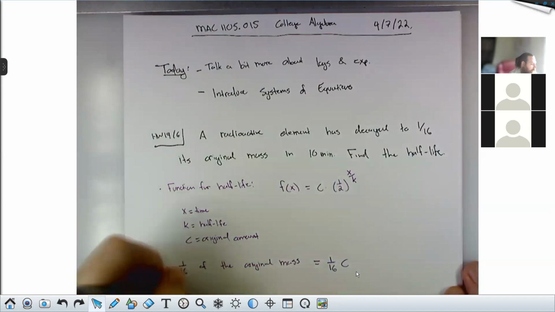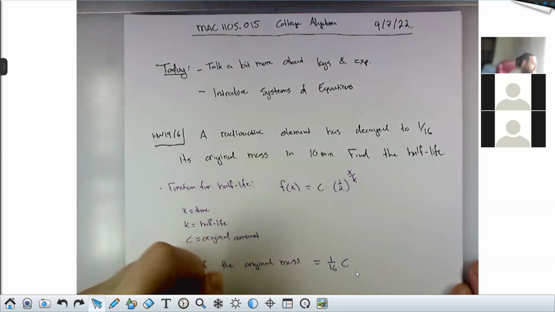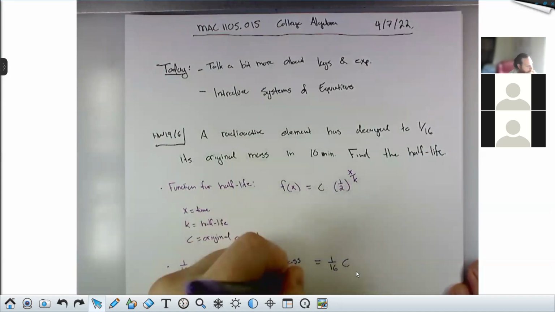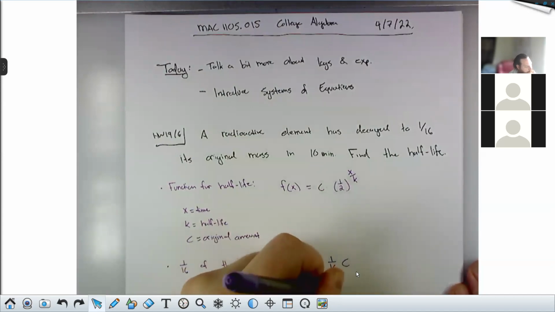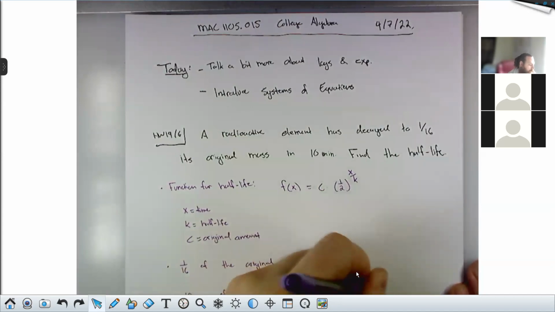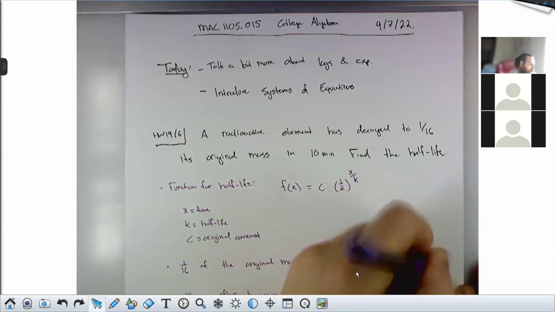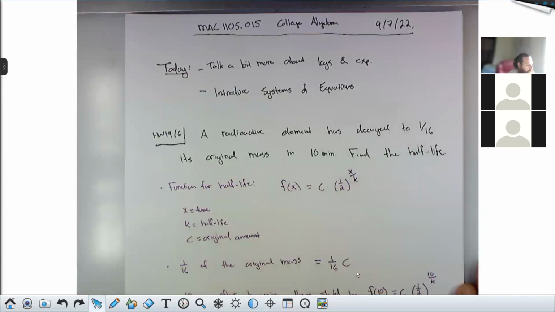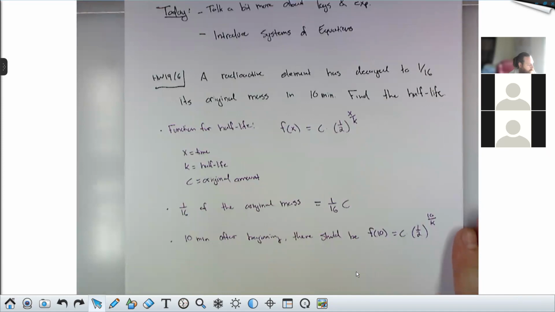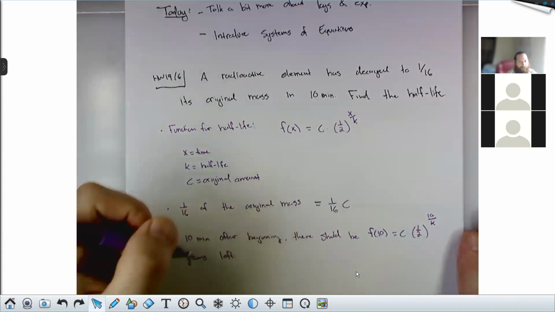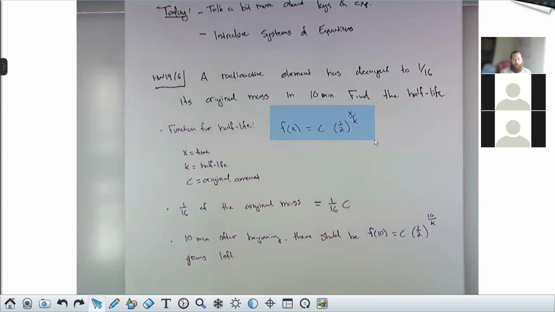We can also say that 10 minutes after beginning, there should be f of 10, which would be c times 1/2 to the 10 over k, whatever grams left. All right, that's just following the model. The model says plug in a time for x, and this will tell you how much of that stuff is left.